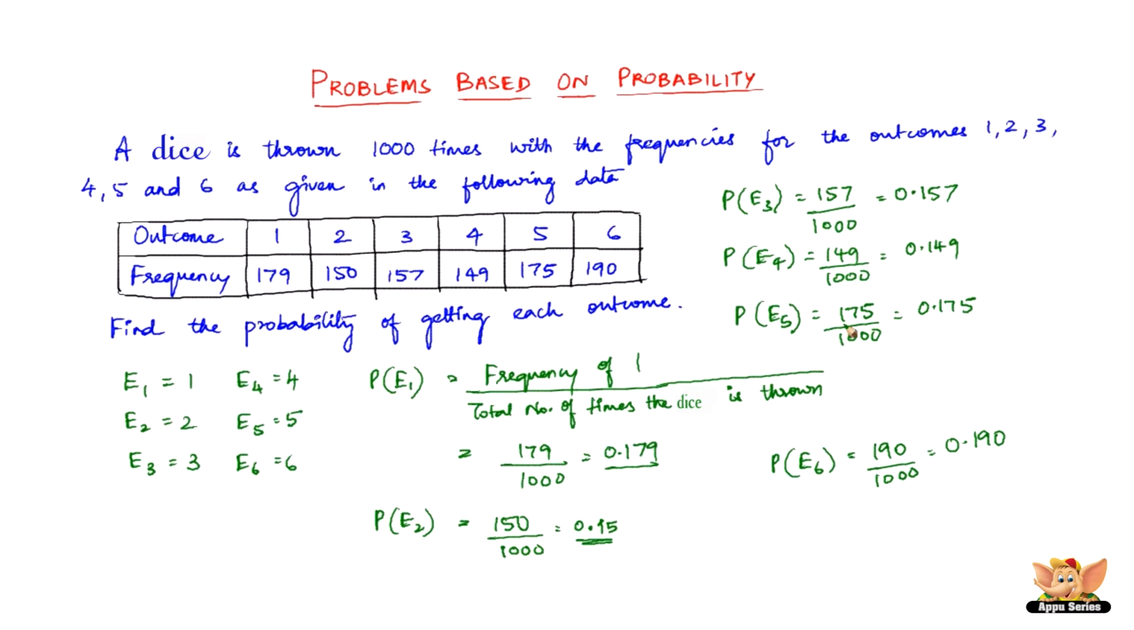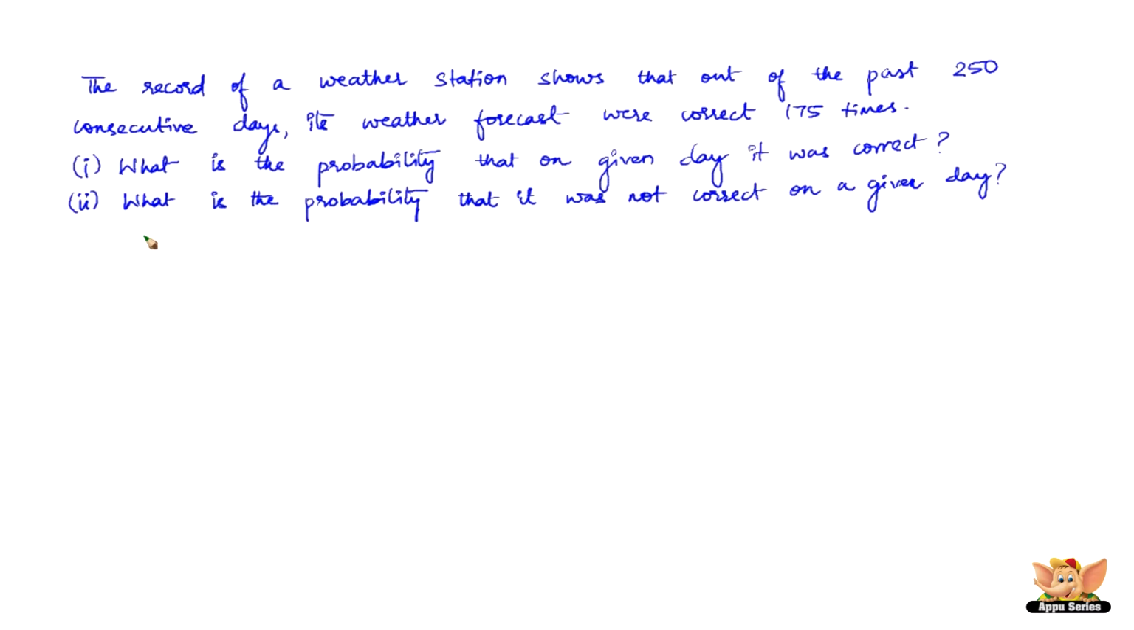So let us solve another problem. Here we have another question. The record of a weather station shows that out of the past 250 consecutive days, its weather forecast were correct 175 times. So what is the probability that on a given day it was correct, and what is the probability that it was not correct on a given day? This is not a very complicated thing. This is quite a simple problem to solve. Now the total number of days given is 250, which is the most important thing. So that is the total number of trials.